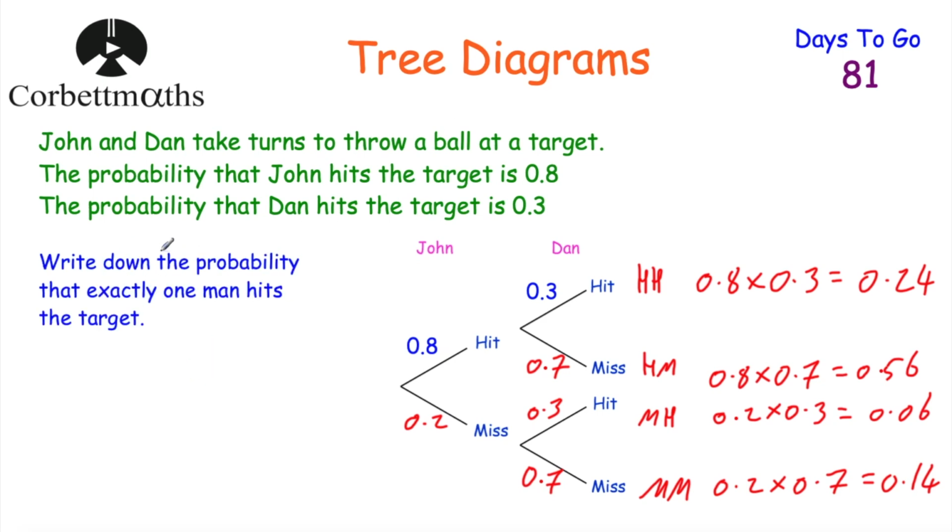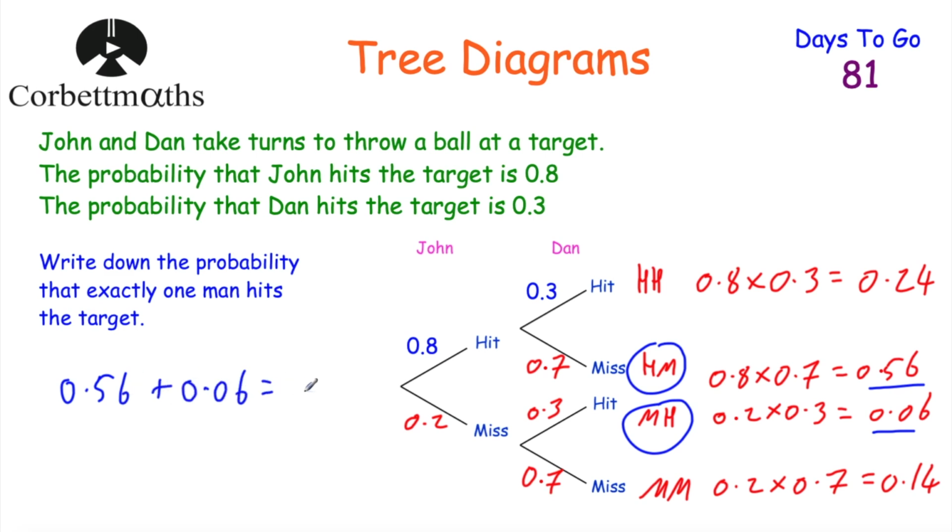Okay, next we've been asked to write down the probability that exactly one man hits the target. So exactly one man hitting the target would be either John hitting and Dan missing, so that outcome, or John missing and Dan hitting, so that outcome. So we want either a hit and a miss or a miss and a hit, so we add together those two probabilities. So we're going to do 0.56 plus 0.06, and that's equal to 0.62. So the probability for exactly one man hitting the target would be 0.62.